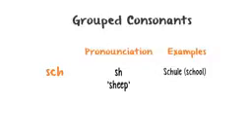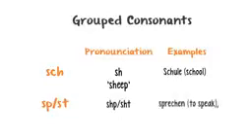The next letter combination is SP, ST, which is pronounced like the letter combination SHP and SHT. Let's have a look at the examples. The first word is sprechen, which means to speak, and the second one is stehen, which means to stand. Schule, sprechen, stehen.